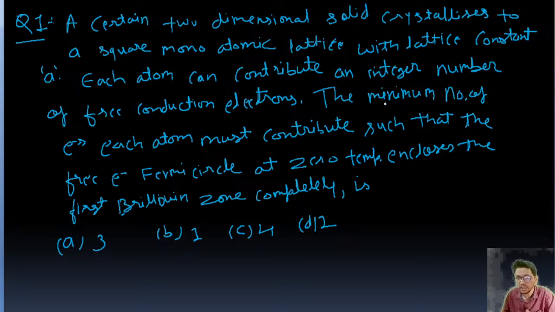The minimum number of electrons each atom must contribute such that the free electron Fermi circle at zero temperature encloses the first Brillouin zone completely. Okay, so this is the question. I'll explain it by making a diagram, then it will be clearer to you.